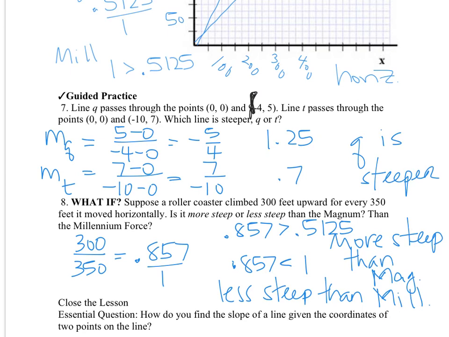Okay, and then in the roller coaster problem, you find out the slope is 0.857. That is greater than 0.5125, so it's more steep than the Magnum, but it's less than 1, which is less steep than the Millennium.